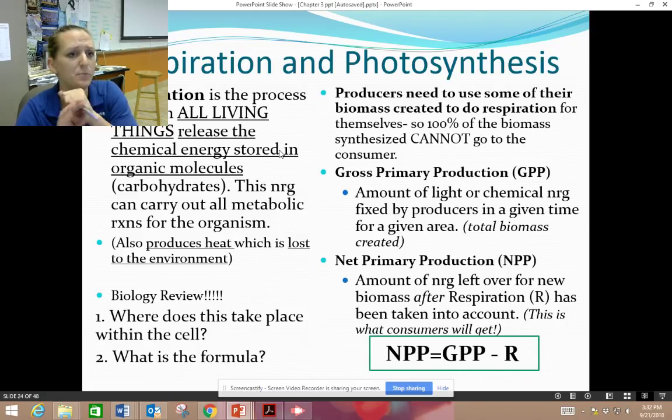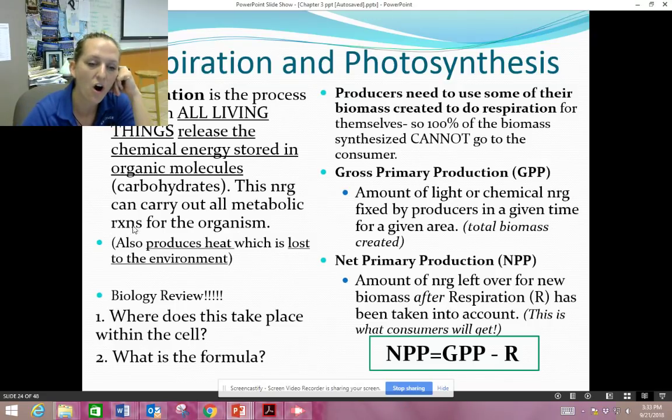Respiration is the process by which all living things release energy stored in the chemical bonds of glucose or other organic materials. That is how we get ATP. The energy will carry out all metabolic reactions for the organism. RXN is my way of writing out reactions.